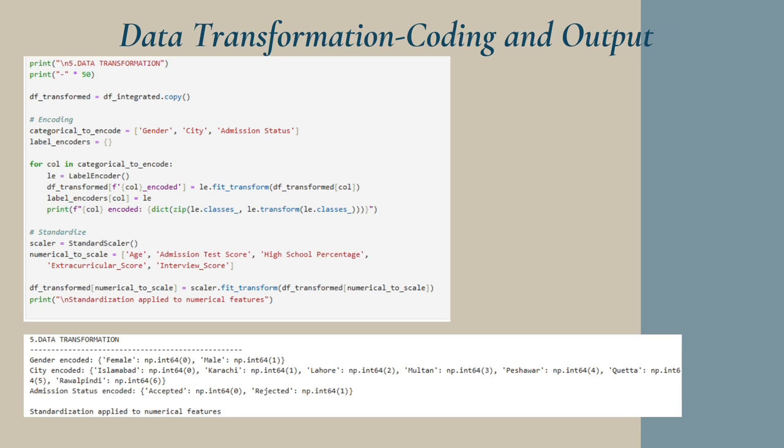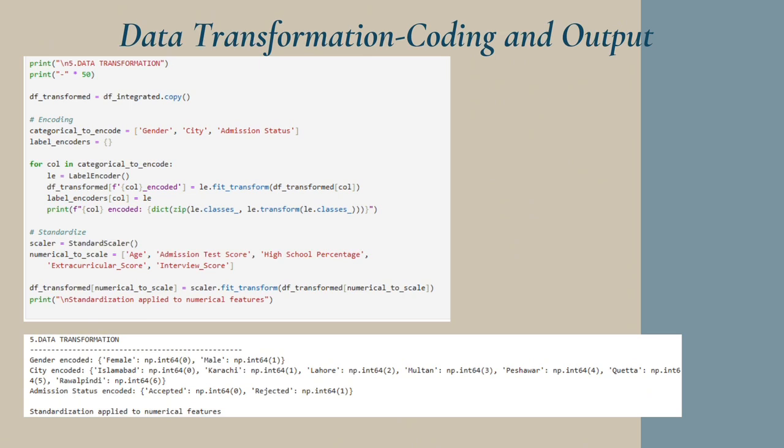So for the print, we need a clear section header for data transformation processes. So first of all, in the coding, df_transform equal to df_integrated.copy() creates a working copy to preserve the original integrated data.